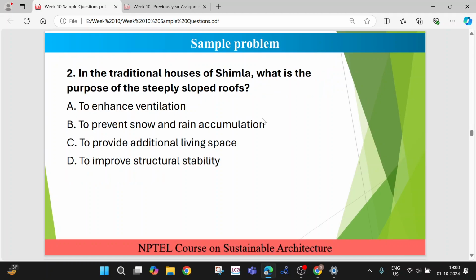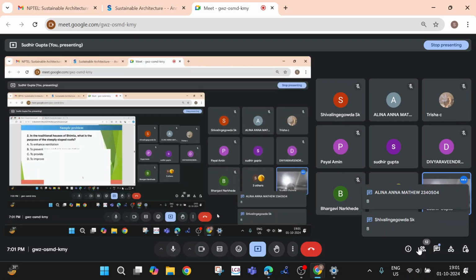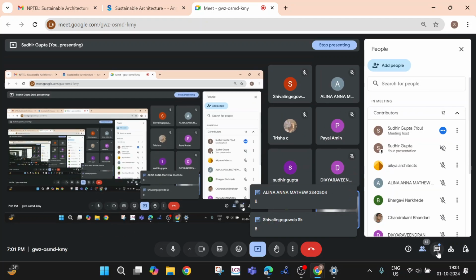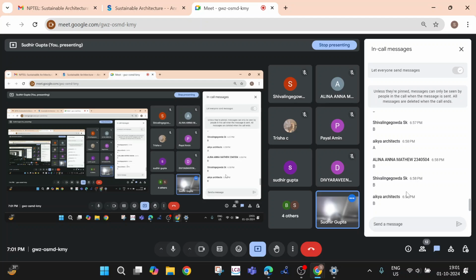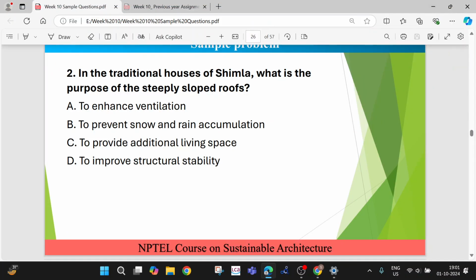Question number 2. In the traditional houses of Simla, what is the purpose of steep sloped roofs? That also we have discussed recently in one of the questions. There was a detailed discussion on that. So I hope all of you will be giving it correctly. Second question's answers. Yeah. So with that discussion, I think everybody is clear. So B is the right answer for this one. Everybody is fine.